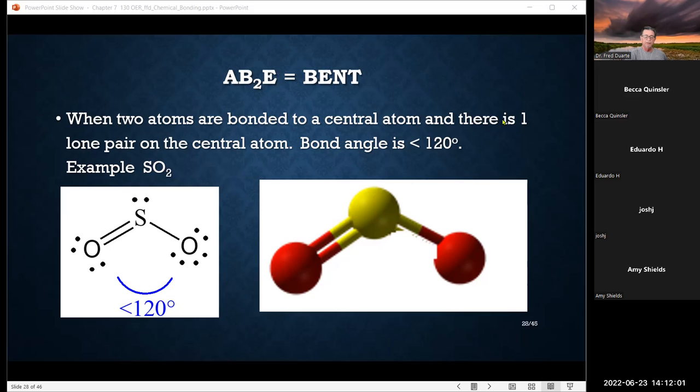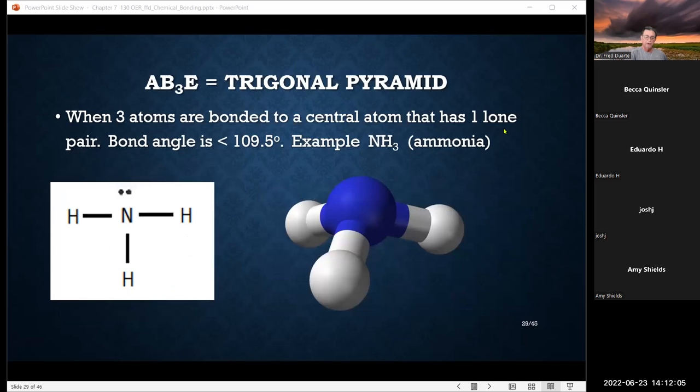So this is AB2E, which is called the bent geometry. And then we did ammonia, which is the trigonal pyramid, where you have the lone pair again on the central atom. Because of the lone pair on the central atom, you're going to have a very polar species. Plus, that bond angle is going to be much less than 109 because that lone pair is occupying more space and shoving everything down.